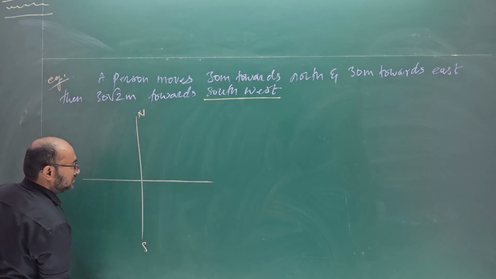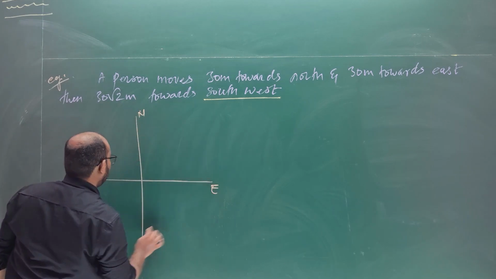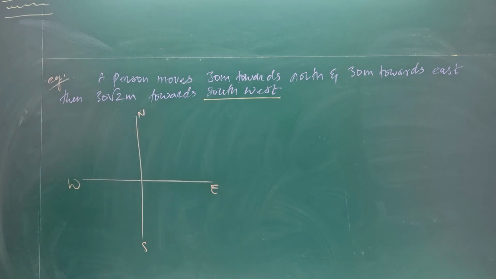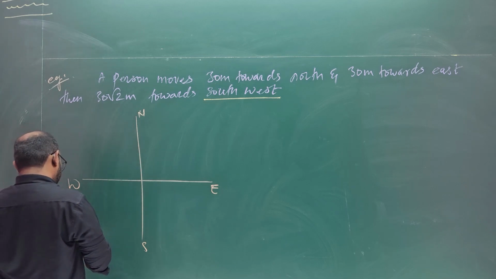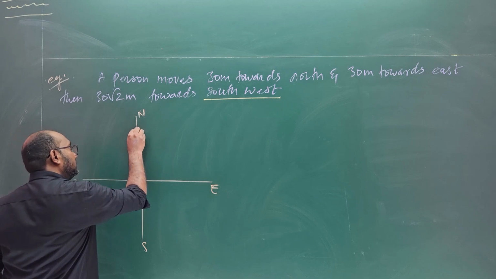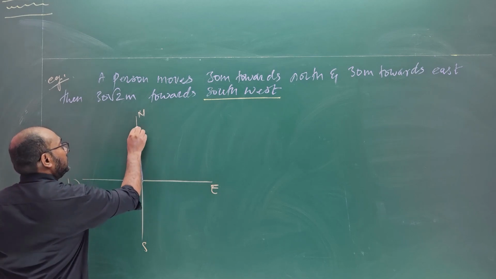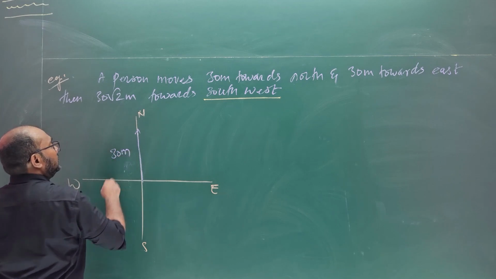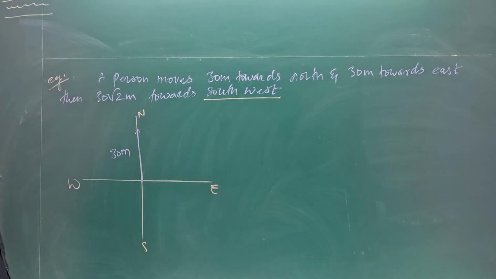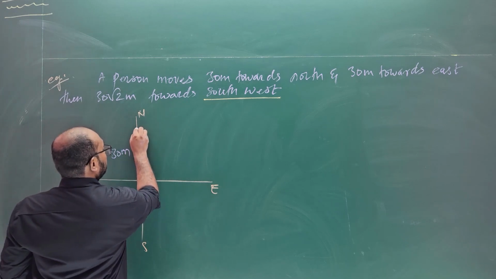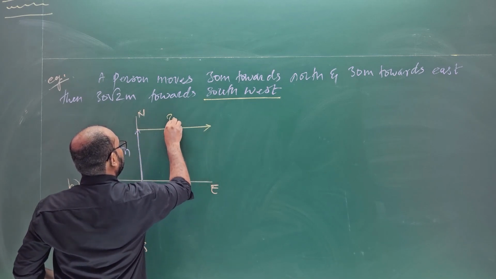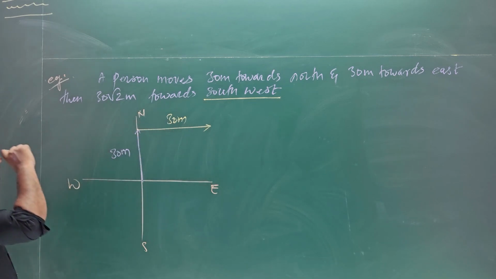This is your north, this is your south, this is your east, here is the west. What is happening? A person moves 30 meter towards north. So 30 meter towards north, then 30 meter towards east. Then next 30 √2 meter toward southwest.